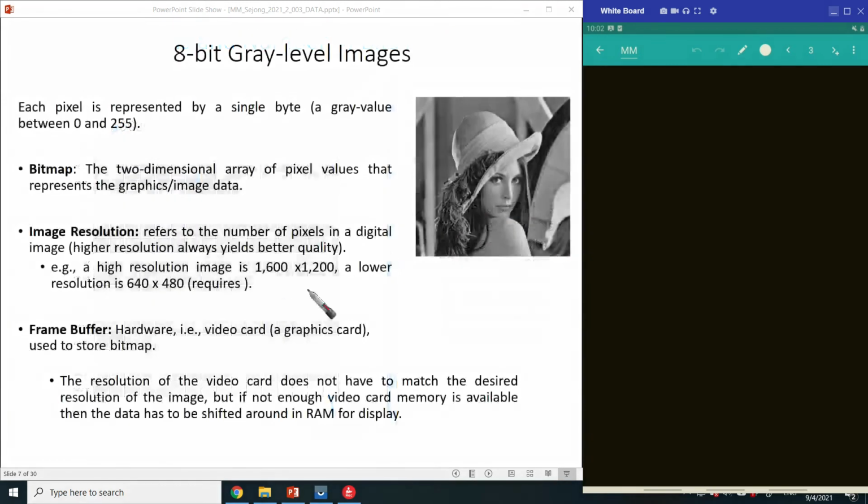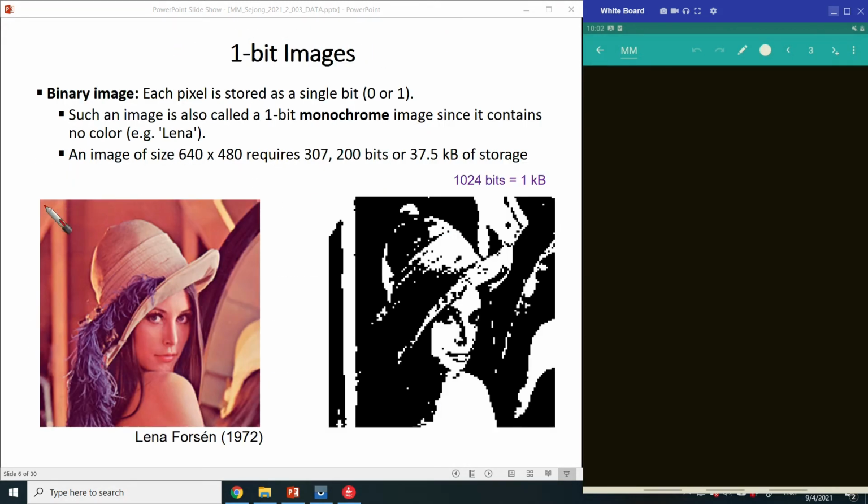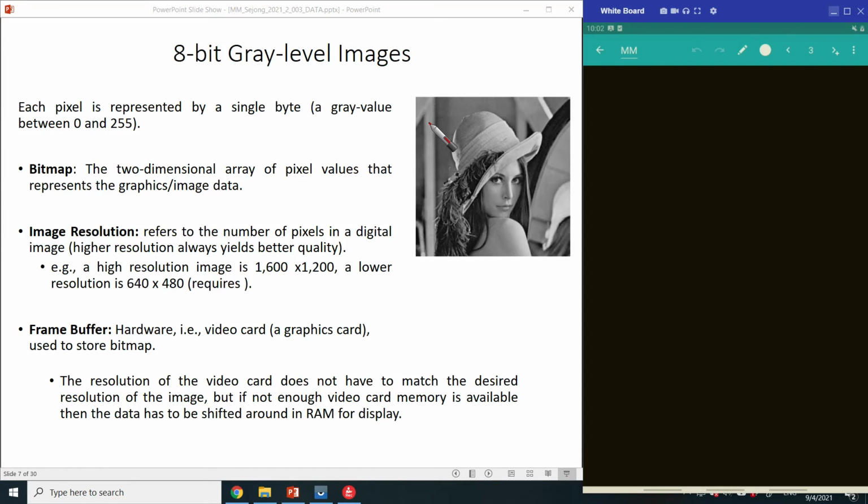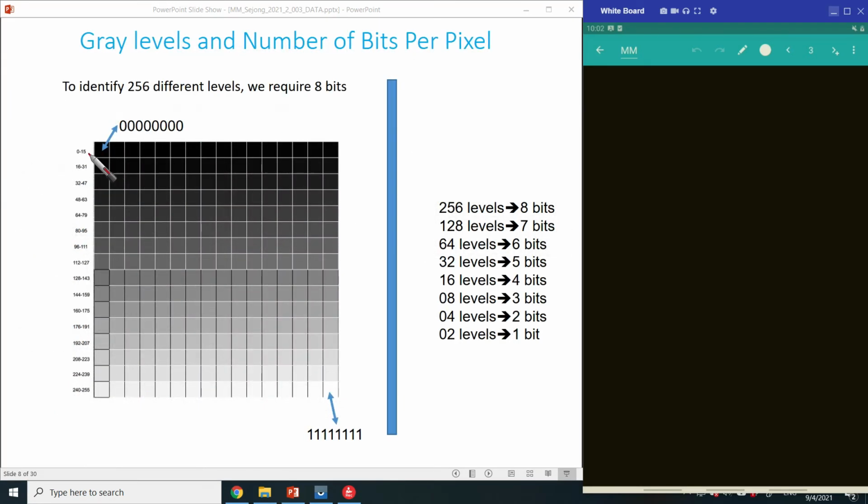Accordingly, for this Lena image, even though it's a color image, if you consider which gray level each pixel represents, it might be gray level 0 to 255. That means 256 different levels. If we start from 0, it ends at 255. For example, gray level 127 is this one. If it is gray level 239, or gray level 128, this is gray level 128.